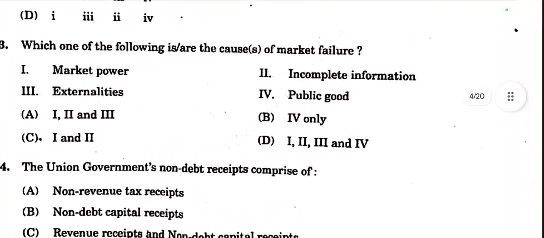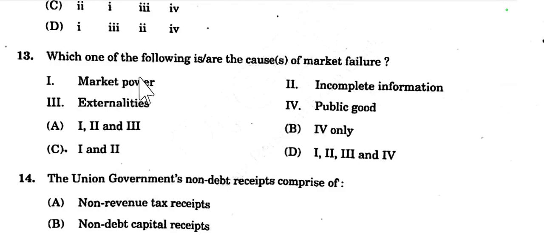Then come to question number 13. Which one of the following is or are the causes of market failure? Market power, incomplete information, externalities, public goods. So all of the above, these are the causes of market failure. So 1, 2, 3, 4, all are the causes of market failure. Market power means power in a single person like monopoly, and incomplete information or externalities, either positive or negative, and public goods. So these are the characteristics of market failure. So option D is the right choice here.